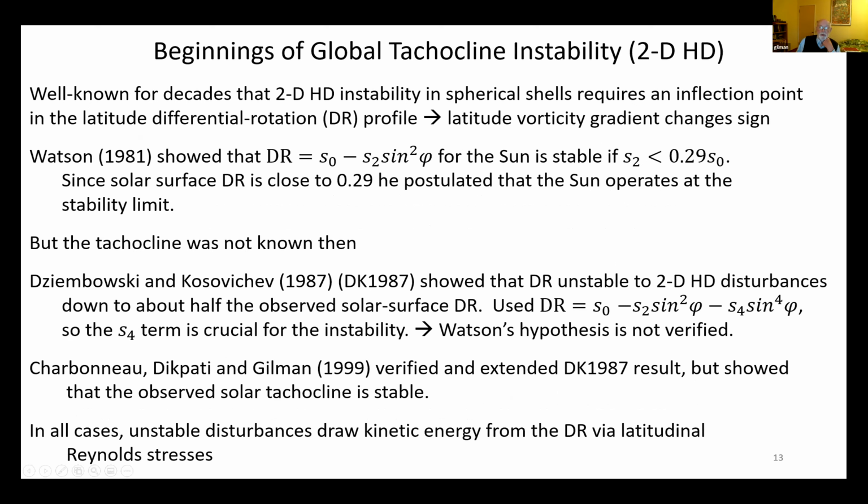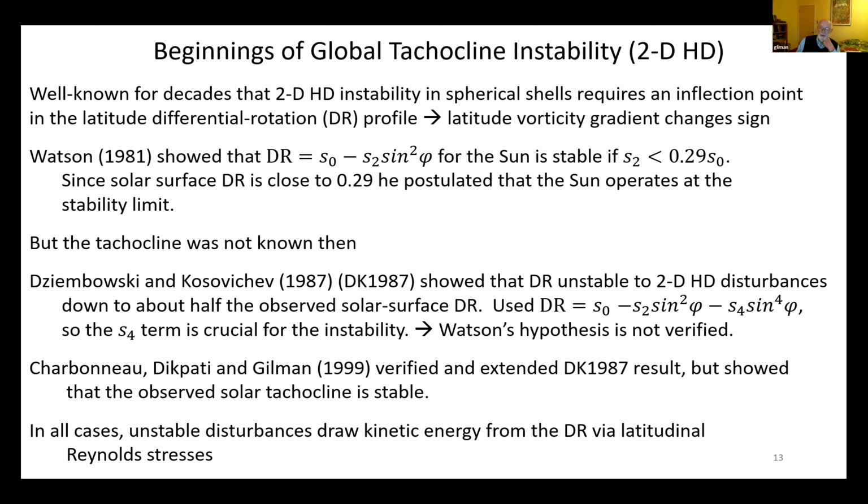So to talk specifically about global tachocline instability, this is now 2D hydrodynamic. It's been well known for decades that 2D HD instability in spherical shells requires an inflection point in the latitude differential rotation profile. That's the place where the latitude vorticity gradient of the differential rotation changes. Now, Watson tried to apply this to the sun and used a very simple form for the differential rotation, which only had the sine square latitude term in it. And he concluded that it was stable unless the differential rotation was close to 0.29, which is about roughly what it is at the surface. And he postulated the sun operates at this stability limit.